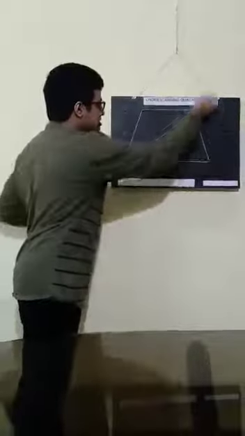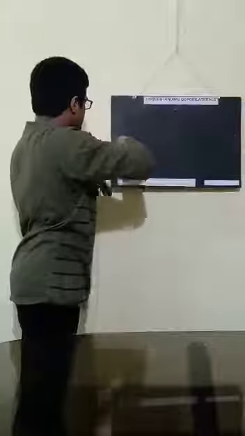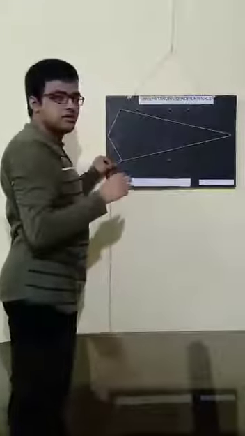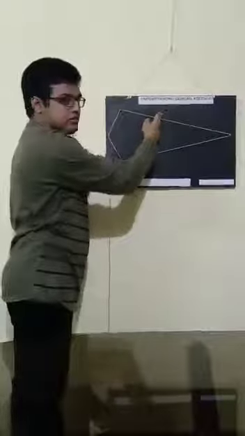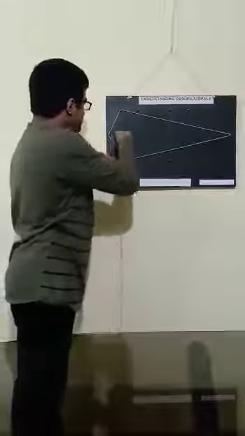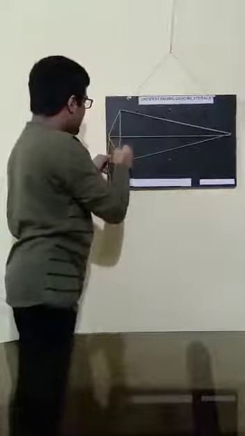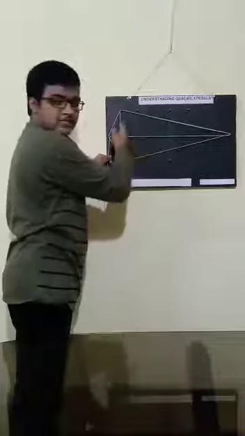Now let us see the next quadrilateral. The next quadrilateral is a kite. A kite is a quadrilateral with exactly two pairs of consecutive sides equal to one another. Now let us see the properties of a kite. In a kite, the diagonals are perpendicular to one another and the longer diagonal bisects the shorter diagonal.